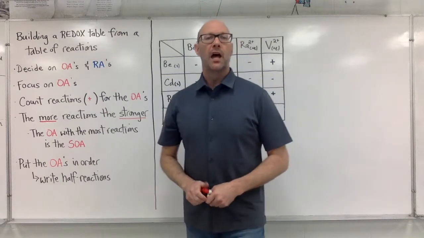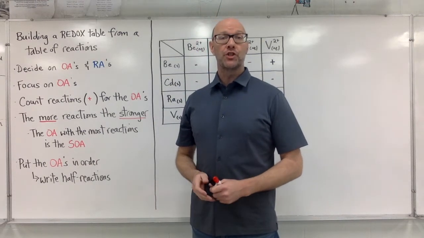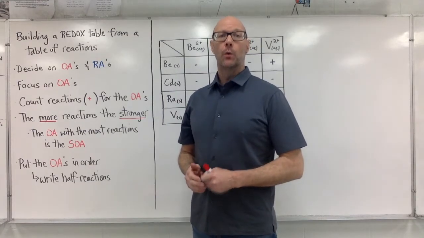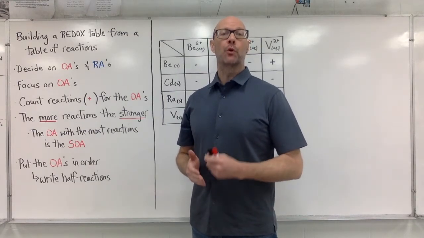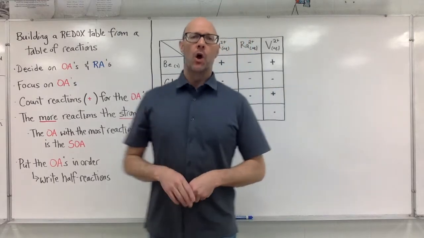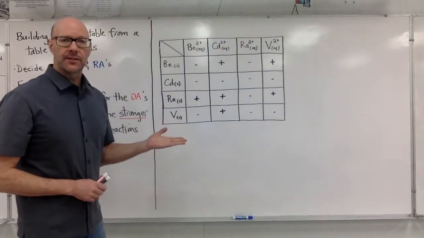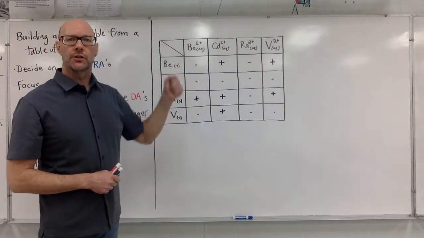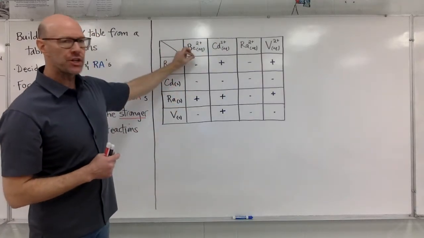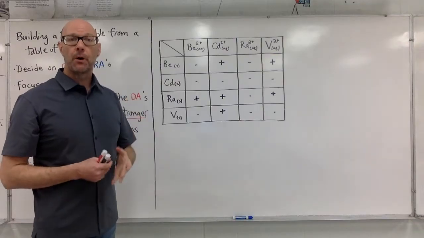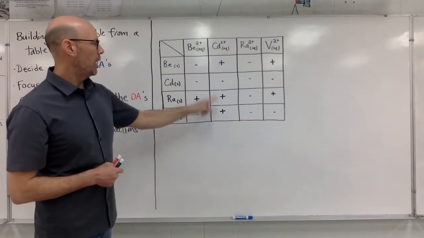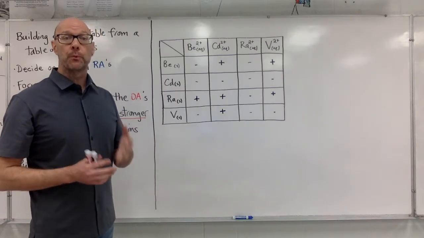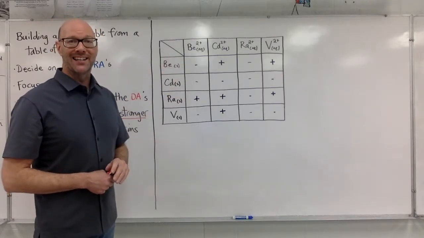Hi everyone. This is our look at a style of question that asks us to build a redox table when we're given a table of reactions. We're going to be given something that looks like this, with different chemicals going down the side and across the top, and then where we match them up, if there was a spontaneous reaction, we put a plus. And when there is no observable reaction, a minus.